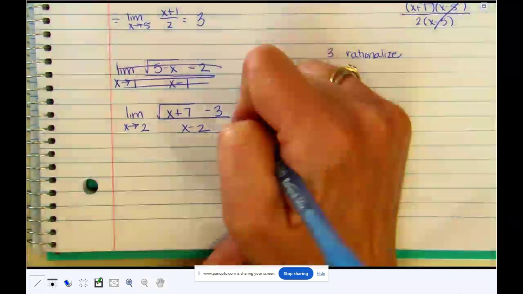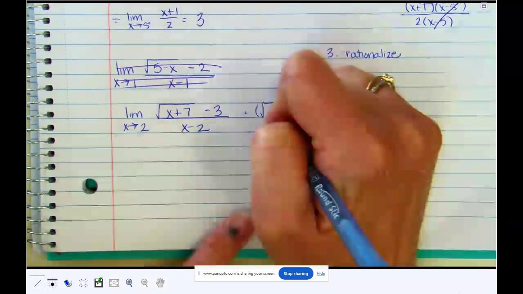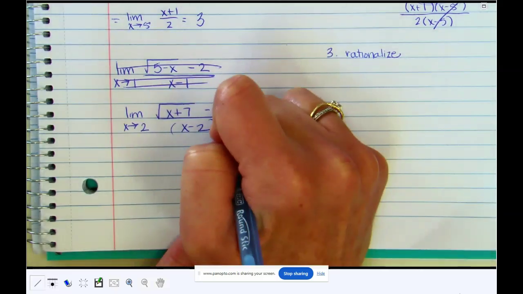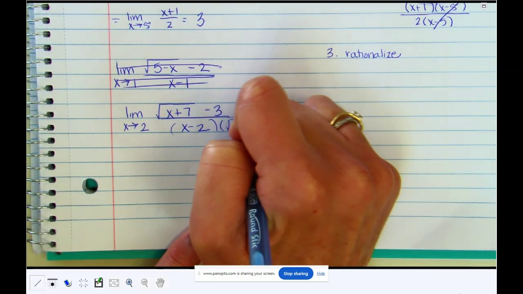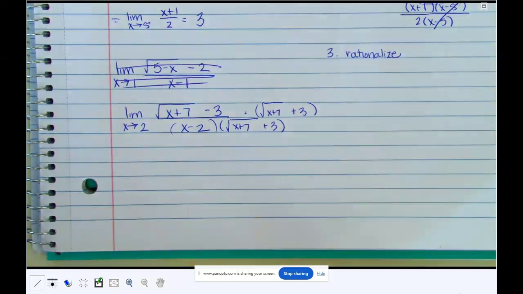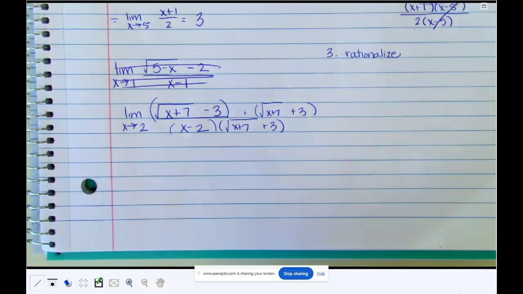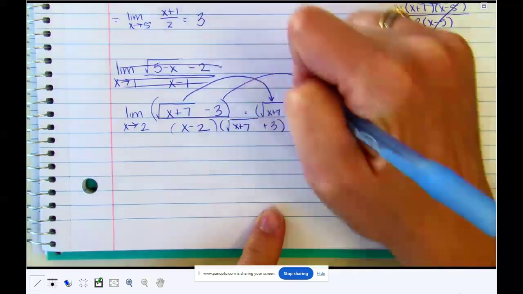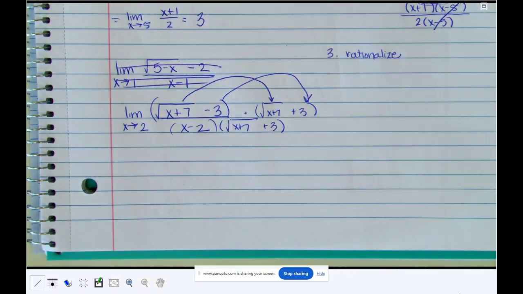So what we're going to do is multiply by the conjugate, in this case, of the top, because it's the root thing that you always want to get rid of. So we multiply by the square root of x plus 7 plus 3. Okay, now here's the good news. This is not going to be as bad as it looks. When you multiply the conjugate, this is a conjugate rule only, you only have to multiply the first one and the last one because those other pieces will always cancel out. That's the power of the conjugate.